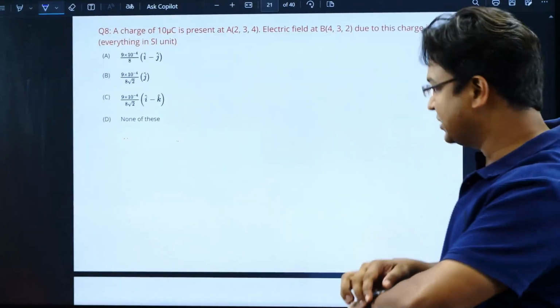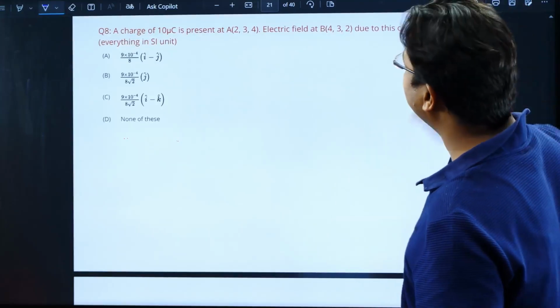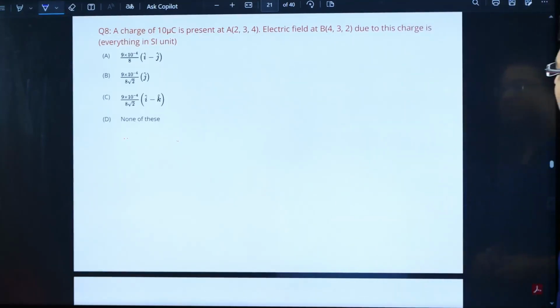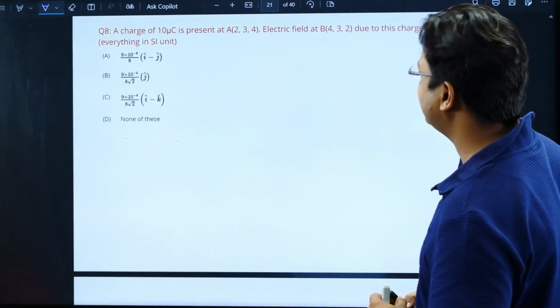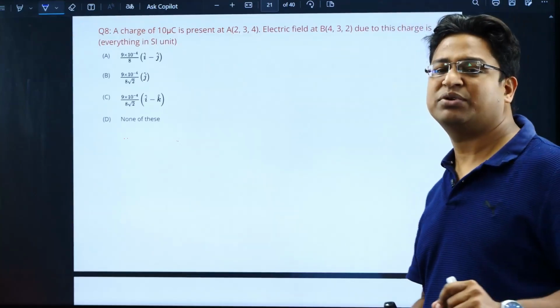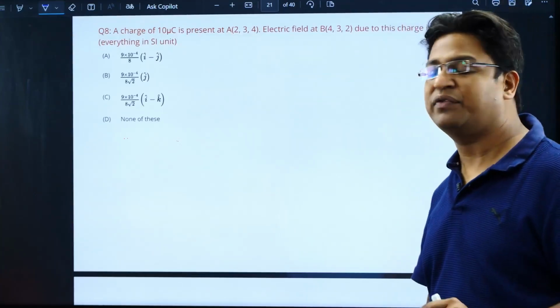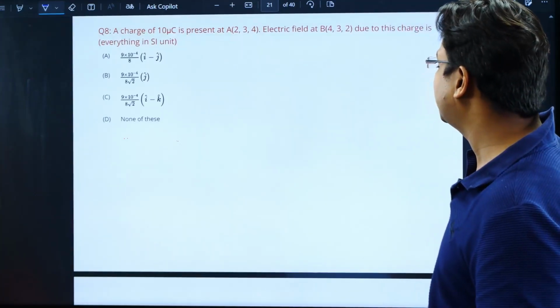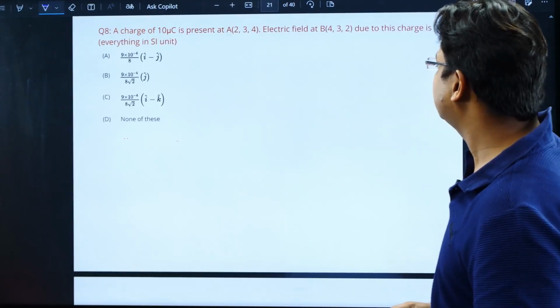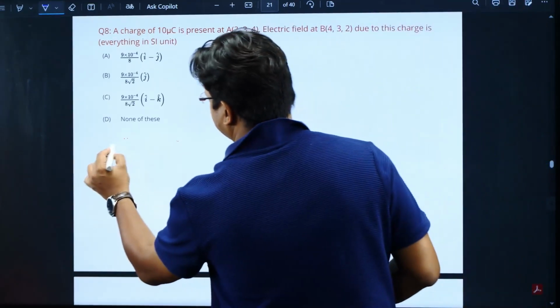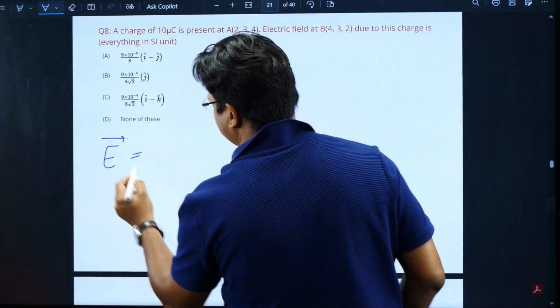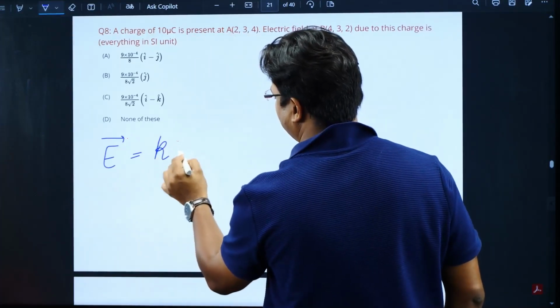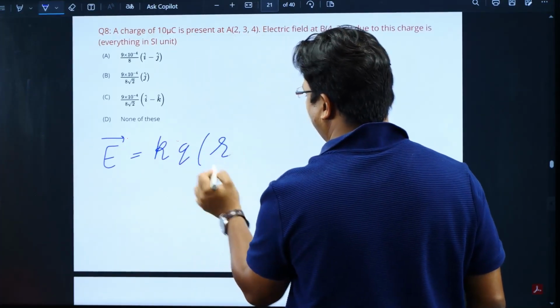Okay, now comes question number 8. What does this question say? A charge of 10 microcoulomb is present at (2, 3, 4). Find the electric field at B due to this charge. So guys, it's a very simple question that utilizes the vector form of electric field, or the vector form of Coulomb's law. So how do we write it? E vector is written as K, Q, then R.